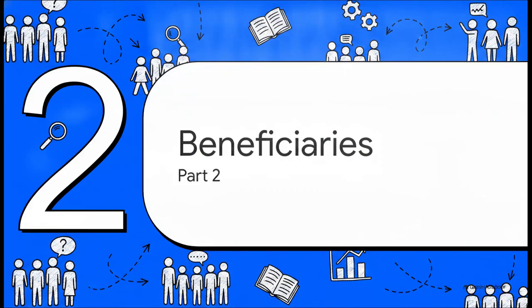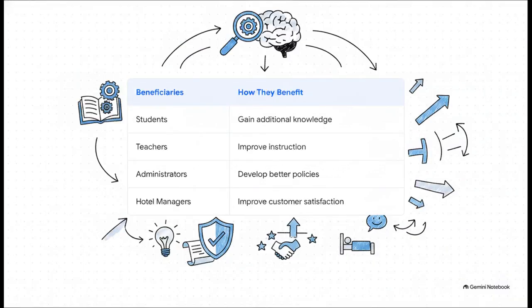Moving on to part two, identifying your beneficiaries. Let's actually break this down with some highly practical examples from the education and hospitality sectors. So, for students, it's all about gaining additional knowledge. For teachers, it's about improving instruction. School administrators? Well, they can use it to develop better policies. And hotel managers can use it to improve customer satisfaction. And this brilliantly illustrates how directly your research impacts everyday operations. You aren't just doing this research in a vacuum, right? You're providing tangible, real-world tools for these specific groups to do their jobs better or to learn more effectively.